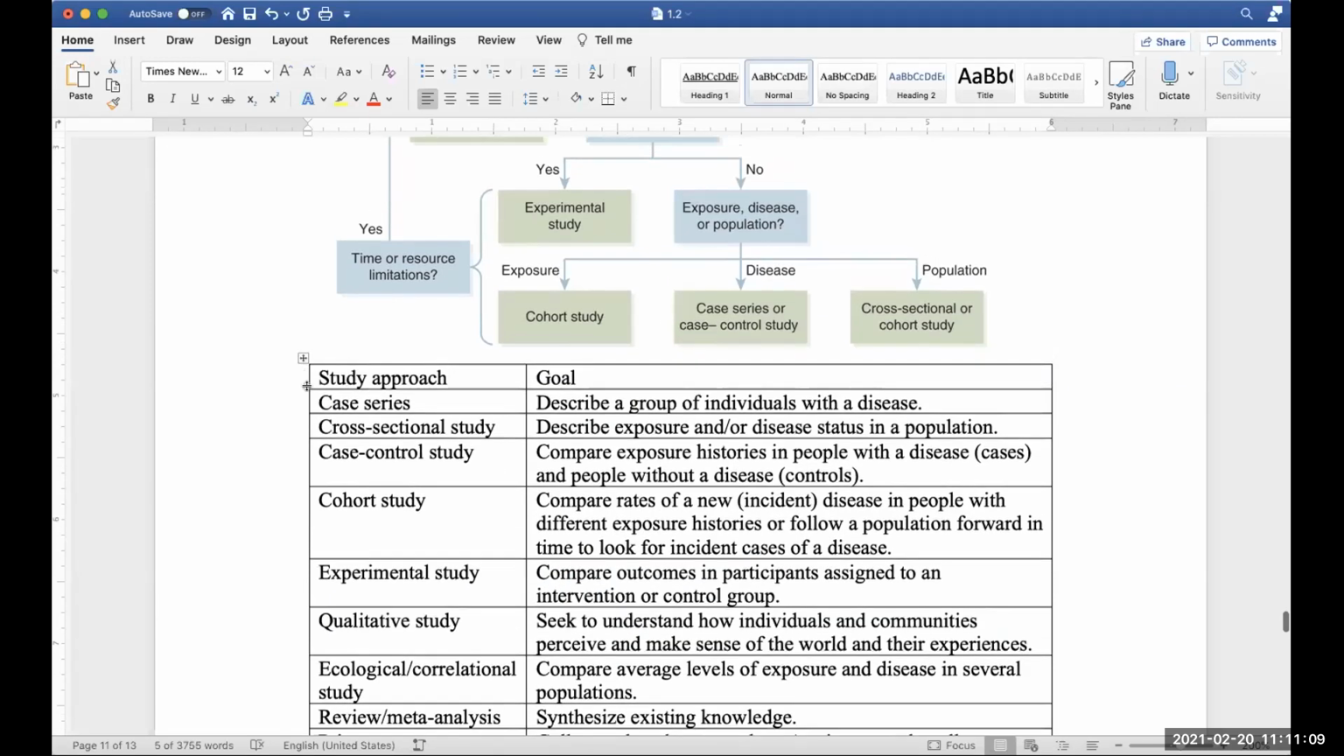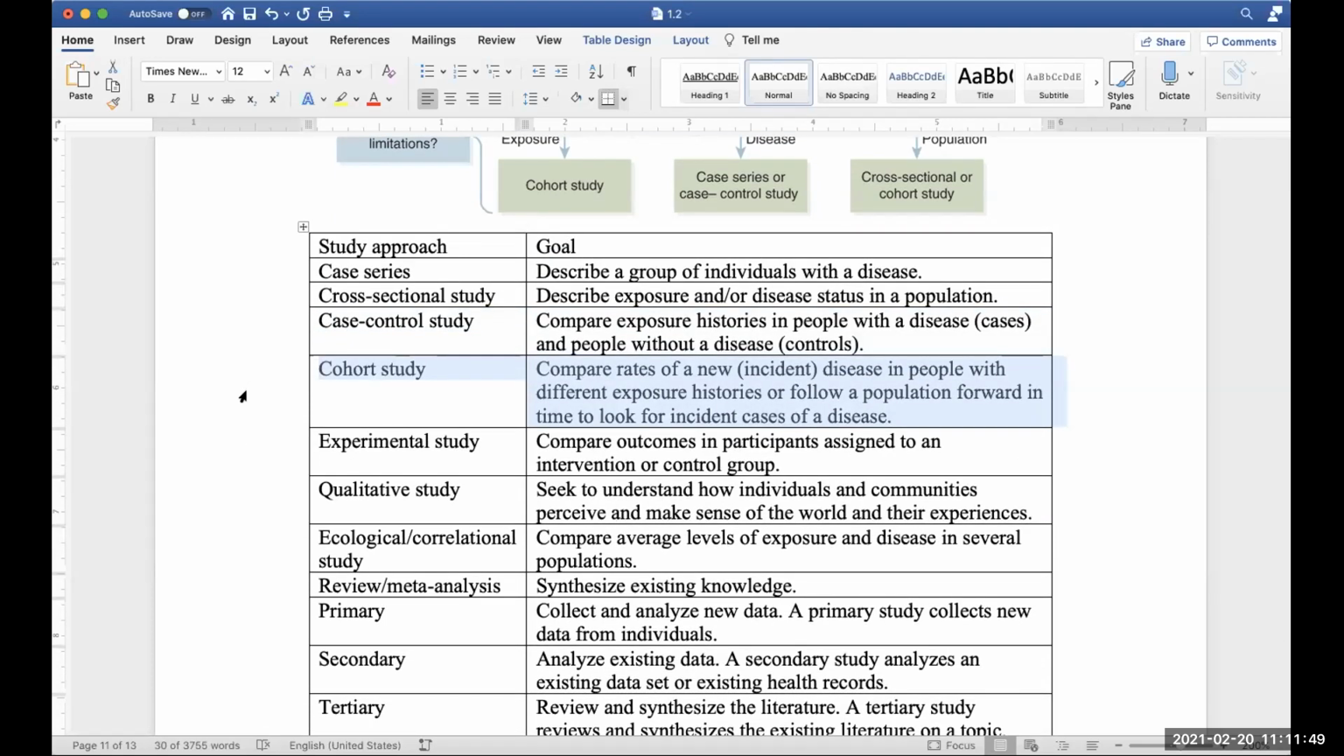So, in a case series, the goal is to describe a group of individuals with a disease. In a cross-sectional study, the goal is to describe the exposure and or the disease status in a population. In a case control study, the goal is to compare exposure histories in a population with the disease, the cases, and with people without the disease, the controls.